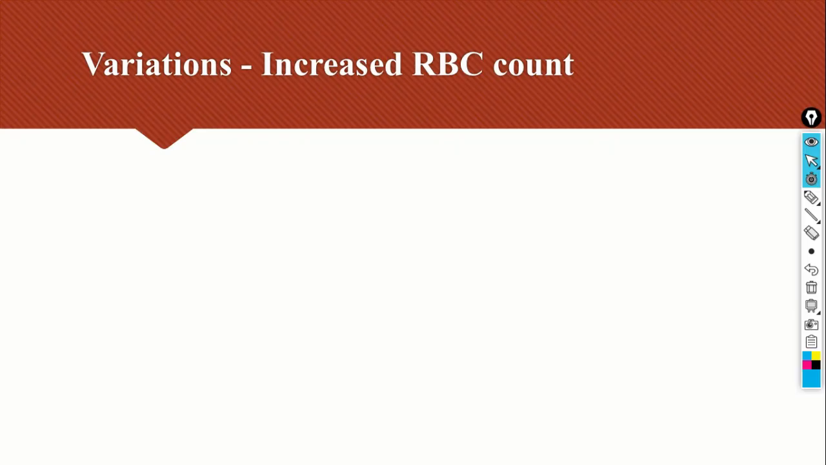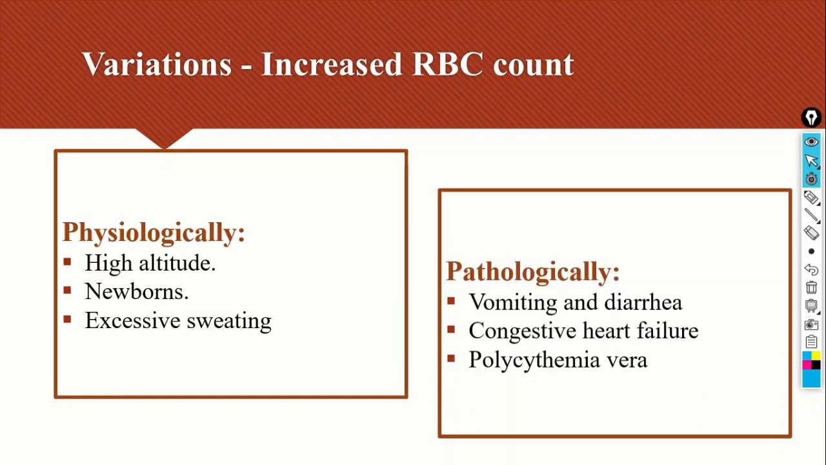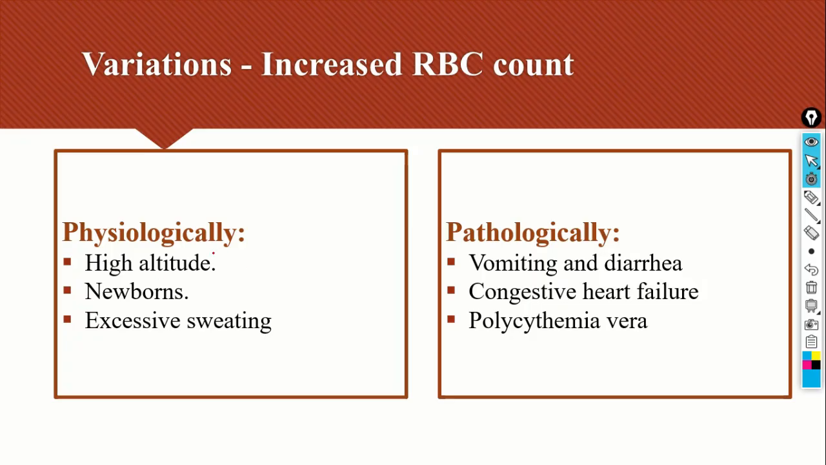Variation in the sense that it may be increased or decreased. Increased RBC count physiologically we can expect in case of high altitude, in newborns and excessive sweating, and pathologically when you are losing fluid, like in vomiting, diarrhea, and also in case of congestive heart failure and polycythemia vera, the RBC count is usually increased.